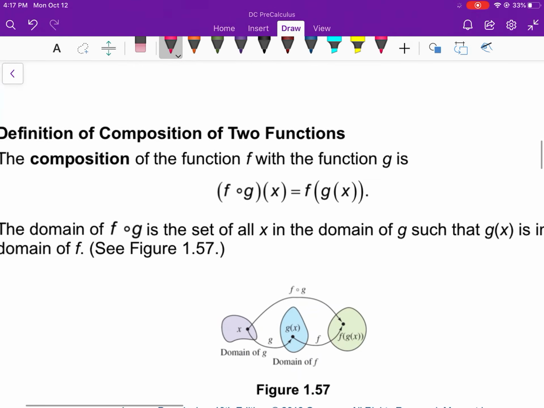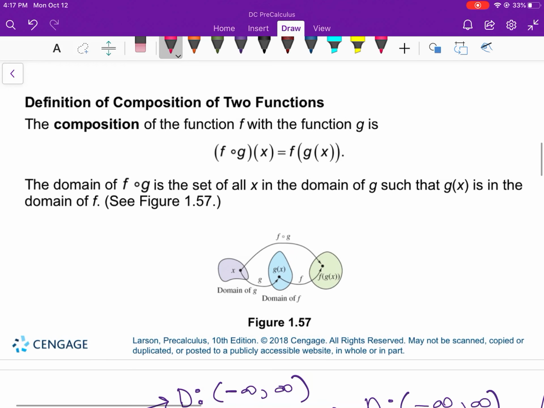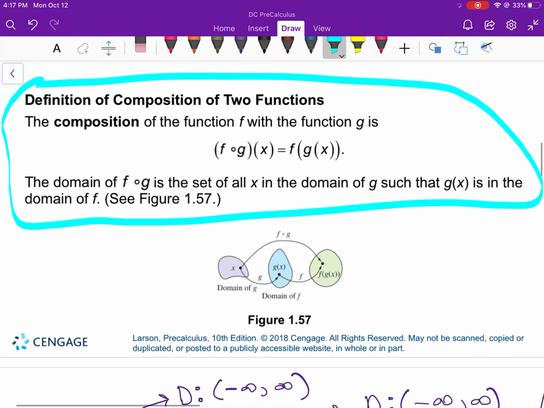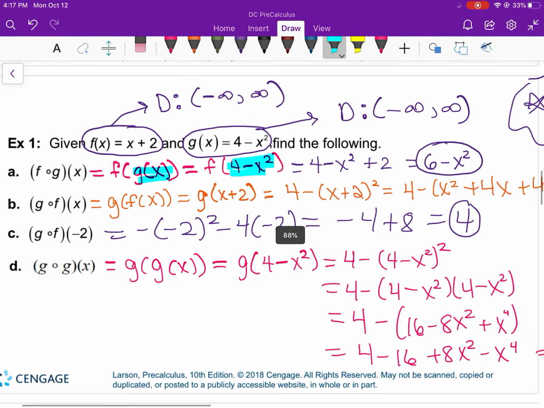Here's the formal definition of composites. Your classmates wrote, they did not write the previous slide, they wrote all of this instead. And then we did some examples.